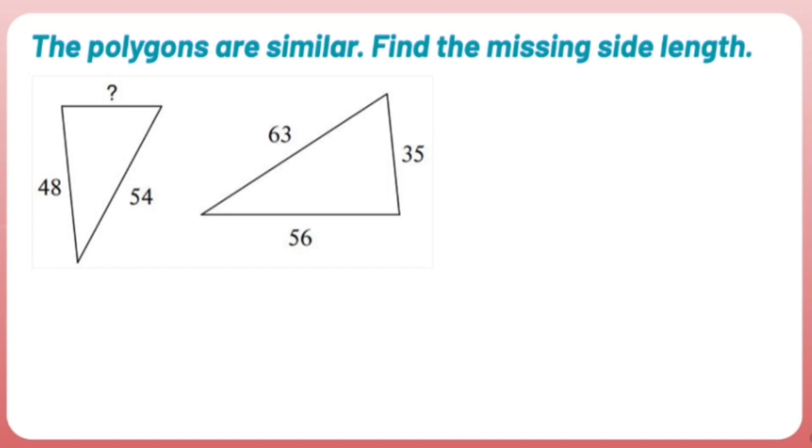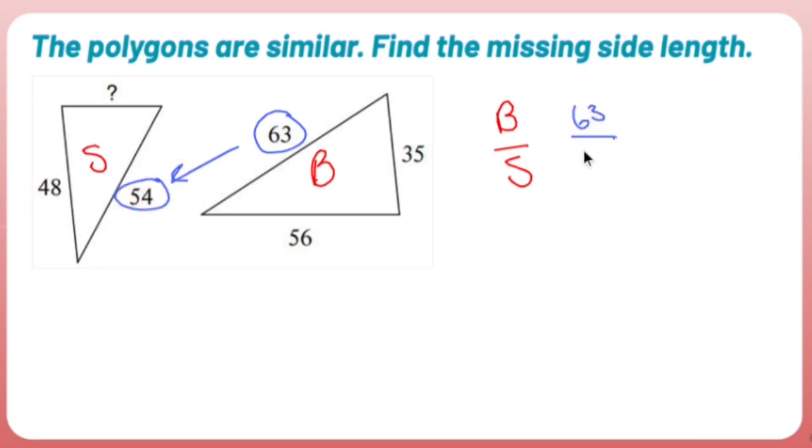Absolutely not. What I like to do when I'm given two similar figures and I'm being asked to find the missing side length is make a proportion of the big shape to the small shape. So big over small. I pick a side on the big shape that I know I have the corresponding part to. So let's use what looks like a hypotenuse, even though I know it's not. I'm going to choose 63 on the big, which matches up with 54 on the small. So 63 over 54.